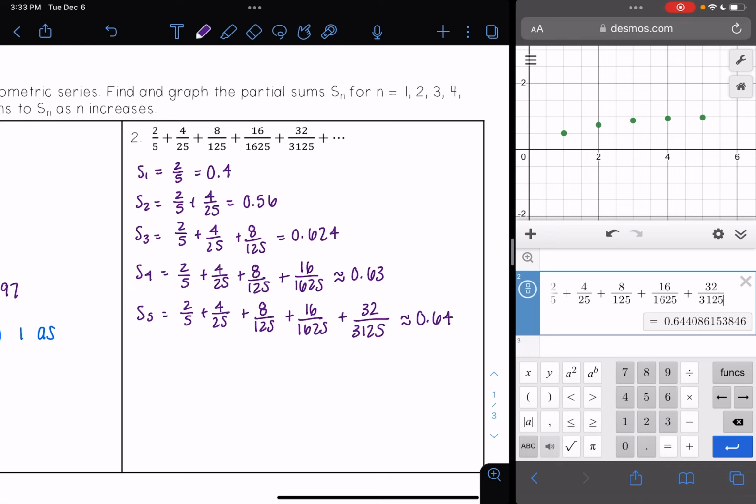And so I see my graph looks something like this up here, and looking to see what it's approaching, I see it's getting closer and closer to 0.65. I notice that with these last 3, they're all very close together, and I see it's just getting closer and closer to that 0.65. So I can say from the graph Sn appears to approach 0.65 as n increases.